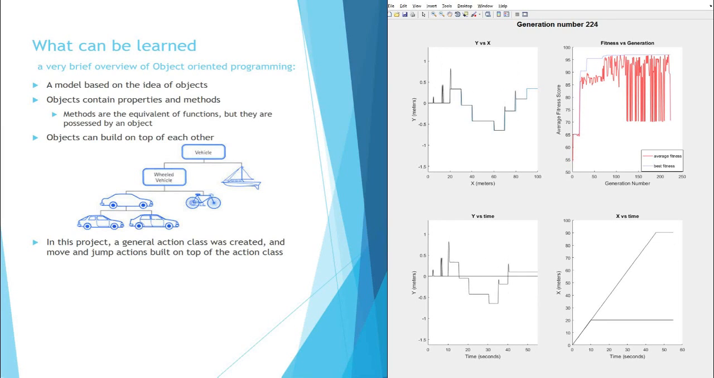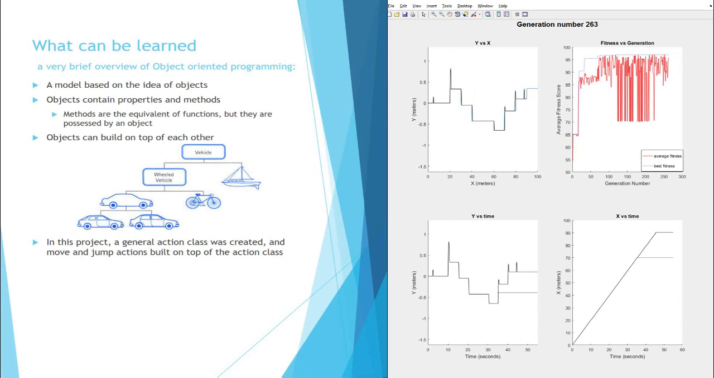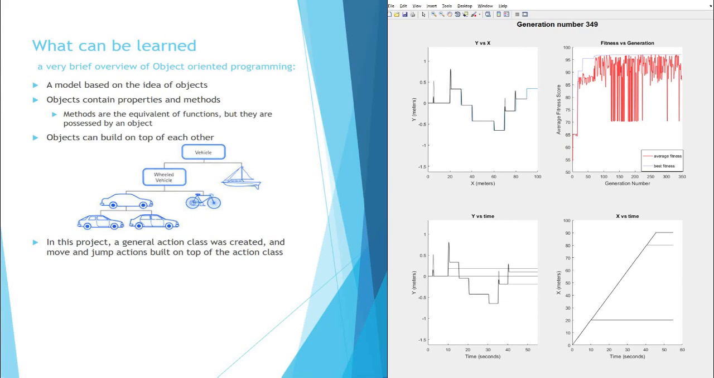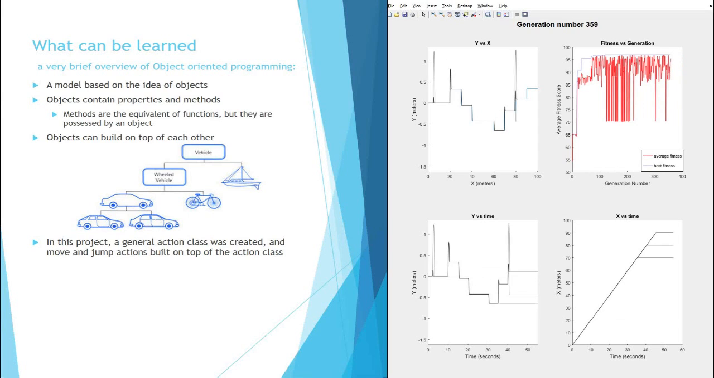One major thing is object-oriented programming, which is a model based on the idea of objects. Objects contain properties, and methods are basically the same as functions, but they're possessed by an object. By properties I mean values like integers, numbers, strings, and what have you. The really cool thing about objects is that they can build on top of each other. For example, if you had a vehicle object, you could have sub-vehicle objects such as sailboats, wheeled vehicles, and cars, and they can all inherit different things from each other.